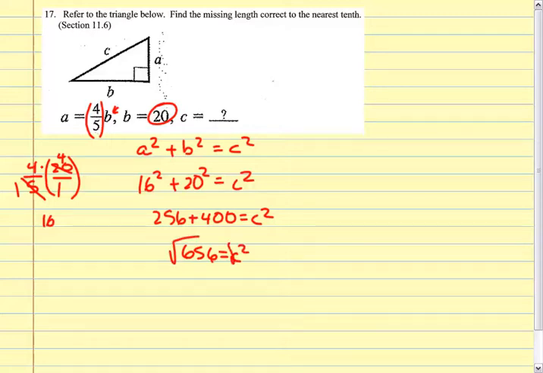Take the square root of both sides, because here they said round to the nearest 10. Okay? So when I take the square root of 656, I'm going to get, rounded to the nearest 10, 25.6. All right, that's how long this is, 25.6. All right, nice job. Let's look at the next one.